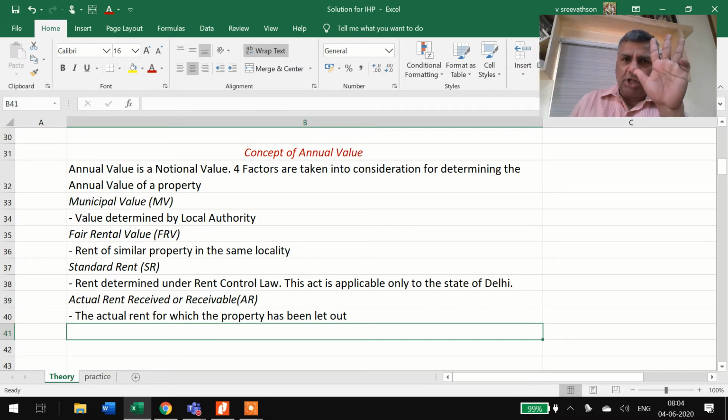Four factors are taken into consideration for determining the AV, the annual value of a property: MV, FRV, SR, AR. That is, municipal value, fair rental value, standard rent, actual rent.